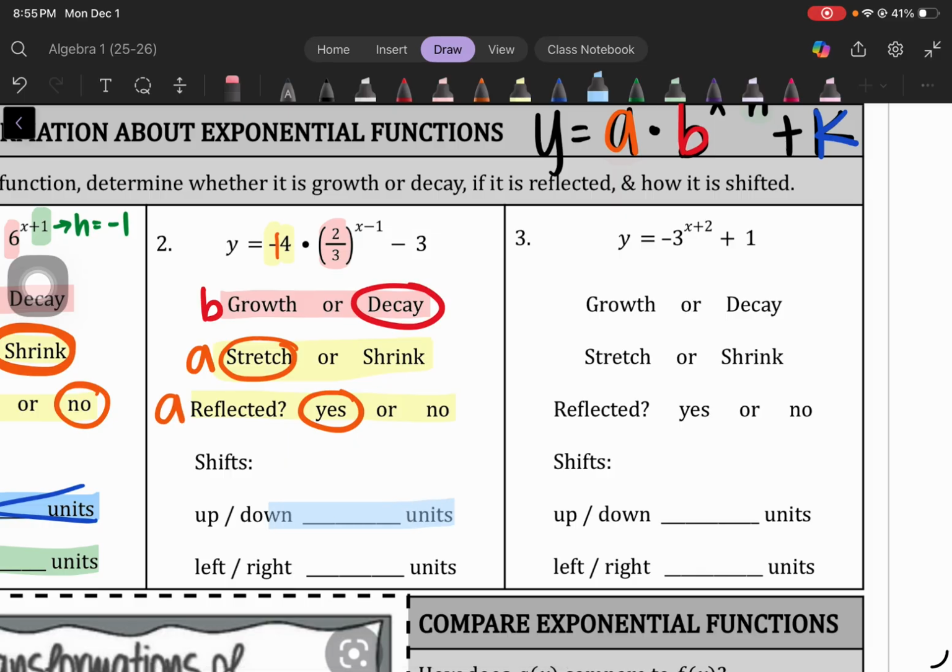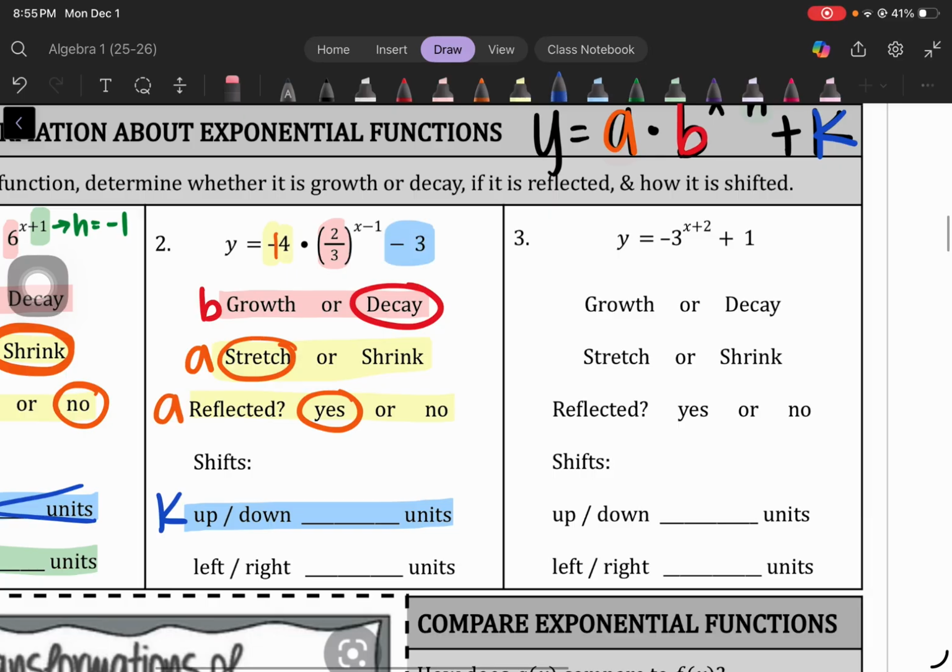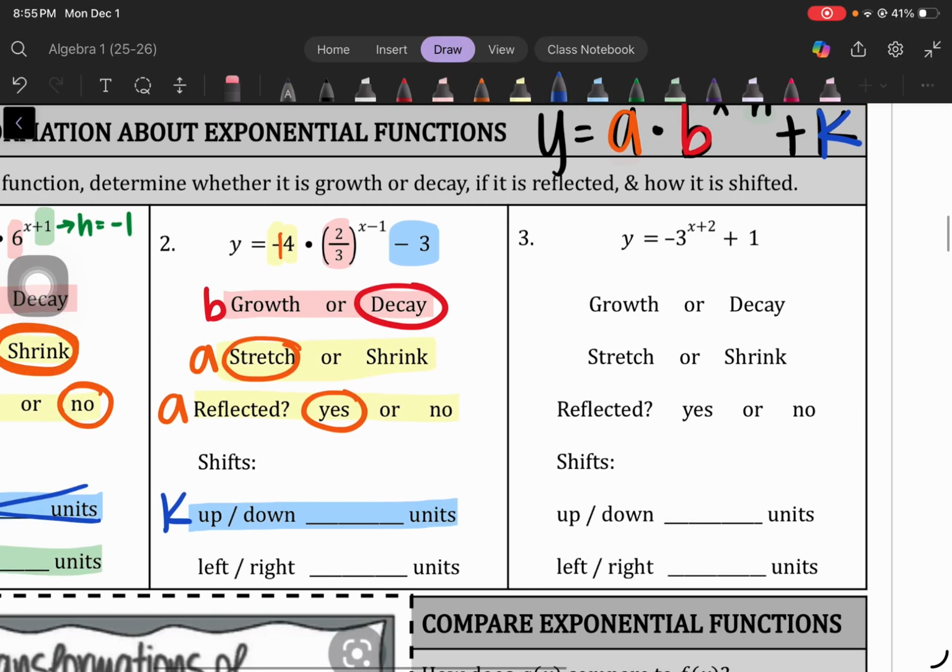If we're looking for up and down, we're looking for the letter K. So notice that we do have a K this time. Remember, K tells the truth. So K is -3, which means we're going down 3 units because negative means down.